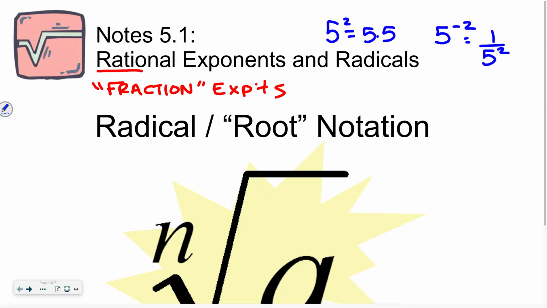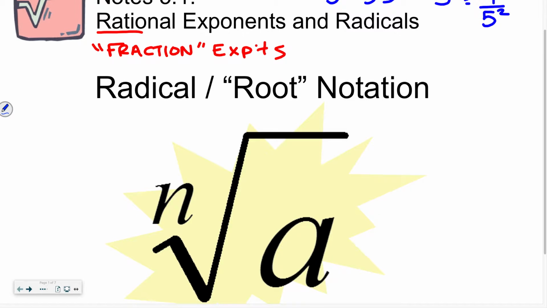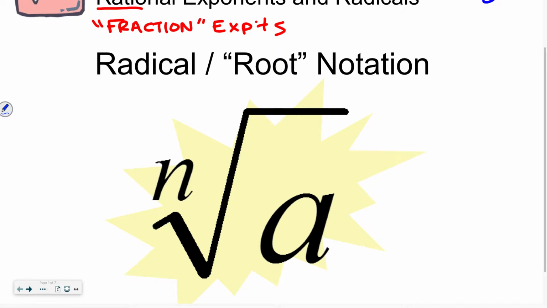Okay, before we get into more with fraction exponents, I'm going to take a side note and talk about the radical. Radical, or sometimes referred to as root notation, looks something like this. I'm going to call it the nth root of a. So I'm going to write out what I'm saying over here. We say the nth root of a. And of course, we could put numbers in.